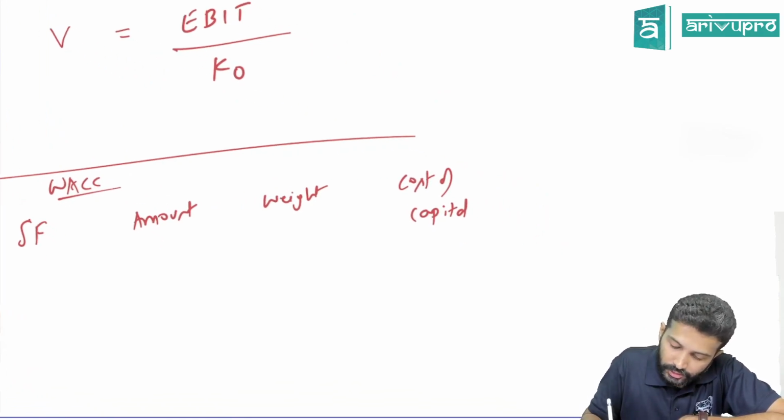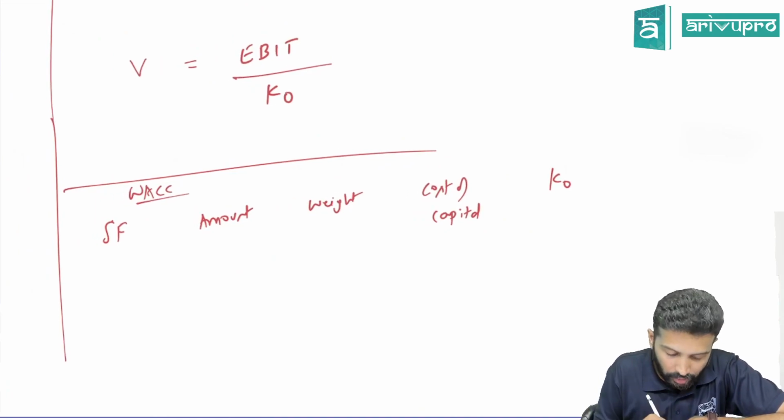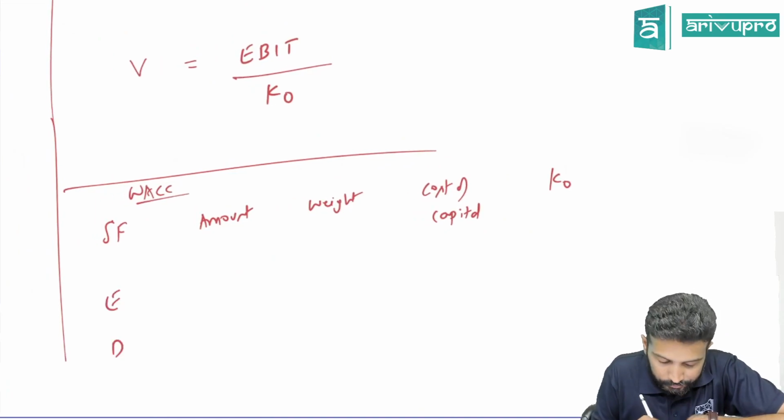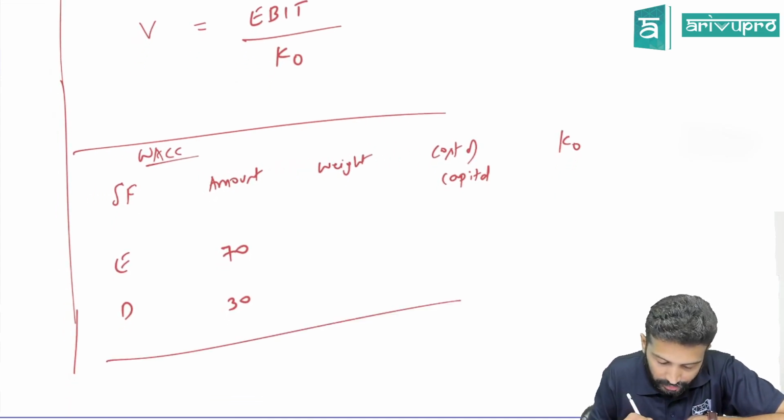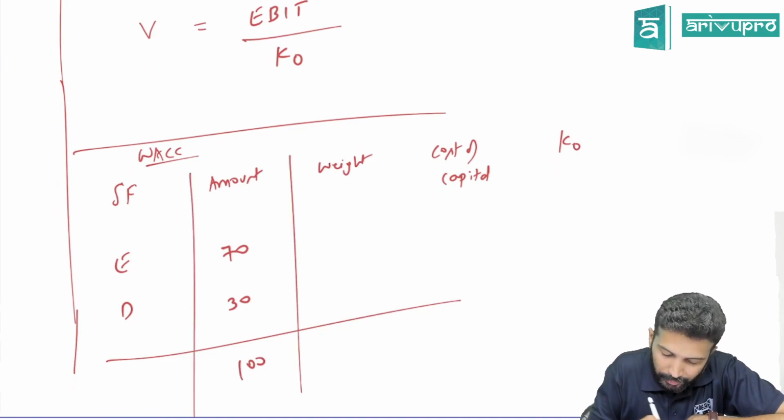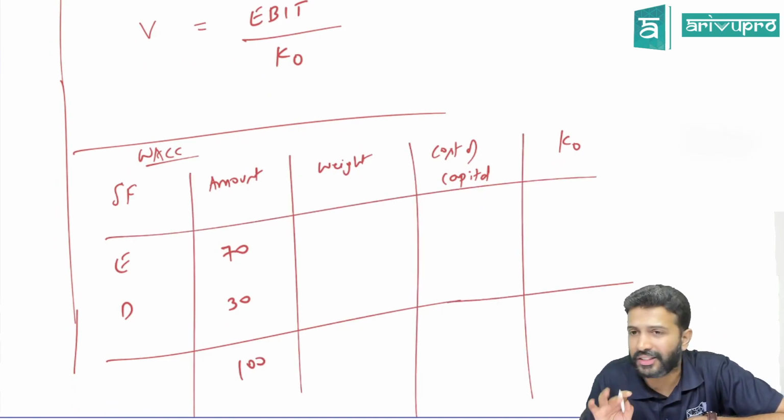Lastly, it was weighted average cost of capital. Let's suppose it was equity and debt. Let's say equity is 70, debt is 30. So what will be the total? 100. I'm taking a smaller number just to put that up.